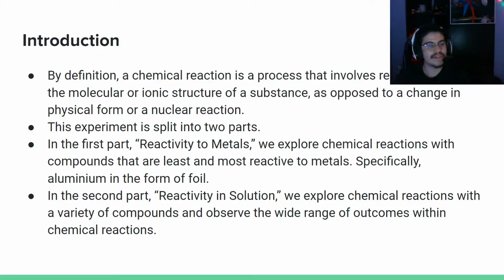Introduction. By definition, a chemical reaction is a process that involves rearrangement of the molecular or ionic structure of a substance, as opposed to a change in physical form or a nuclear reaction. This experiment is split into two parts.